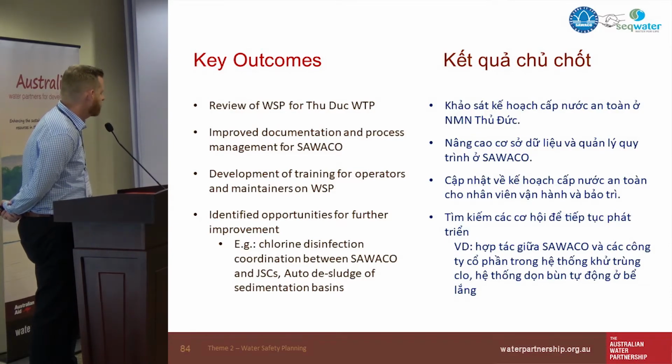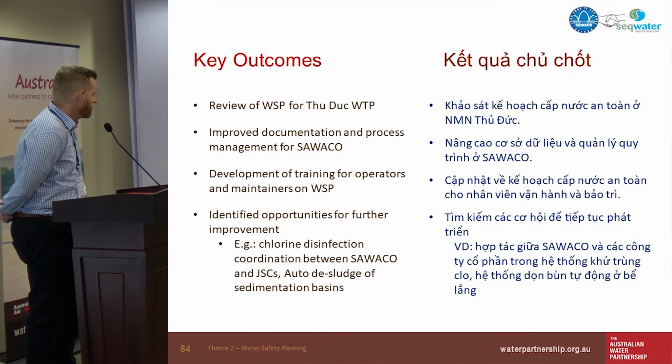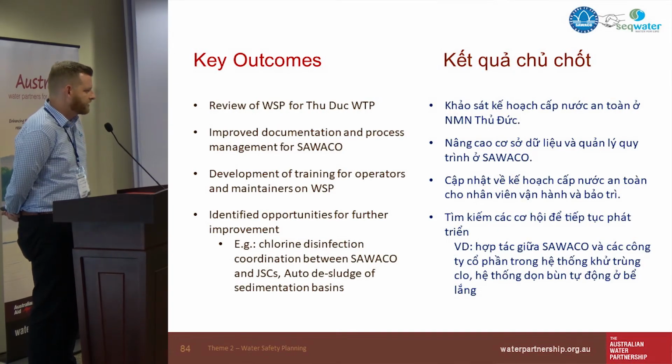So the key outcomes: review of the water safety plan for the treatment plant, improved documentation and process management for Sewerage, development of training for operators and maintenance on water safety plans, and identified opportunities for further improvements, such as chlorine disinfection, contamination, and auto desludge of sedimentation basins.